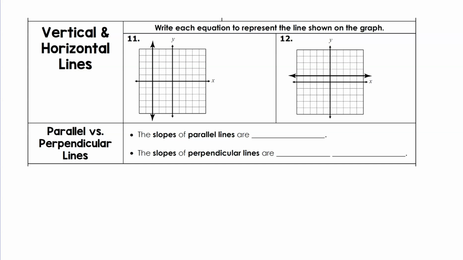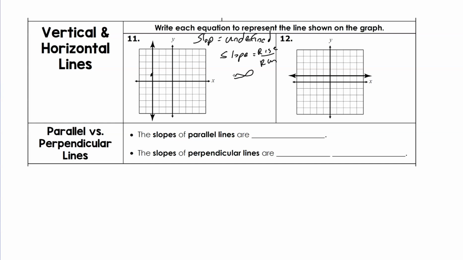So if you remember, vertical lines, the slope is undefined. Now, why is it undefined? Well, remember that slope is defined as rise over run. So rise is how much does it go up and down, and run is how far does it go left and right. So let's say that I pick a point right there. Can you tell me how far this goes up before it goes to the right? Well, it's going up forever. So technically, my rise would be like infinity.